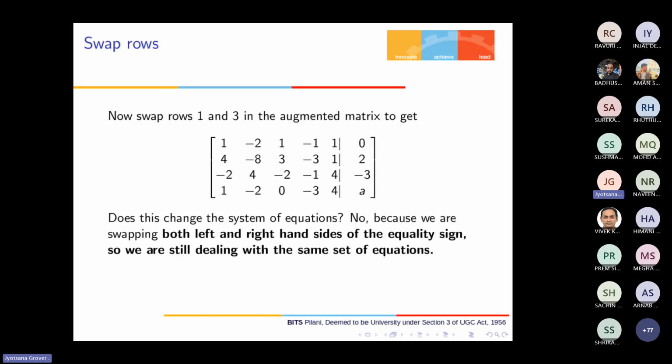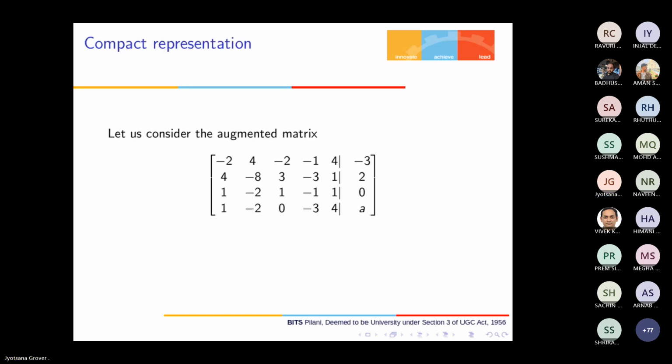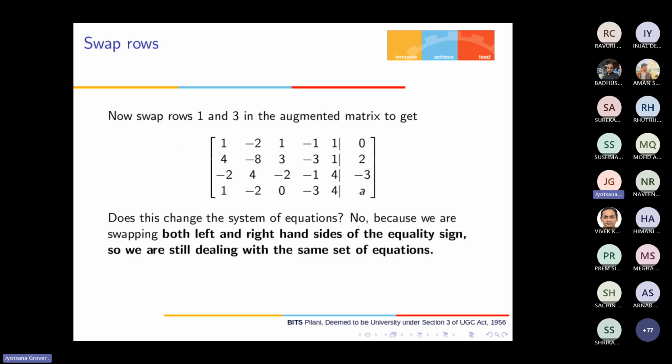Okay. Now, as you said, swap rows. This was the matrix. Let's swap, because this row is easier to work with. So let's swap this and this. Is it okay? Yes, ma'am. Swap this row with this. I've done that.